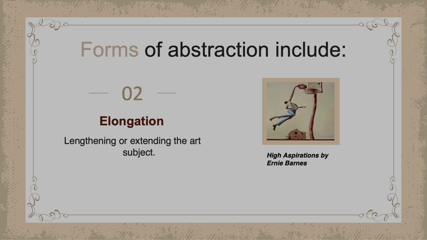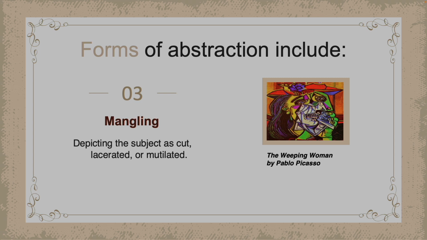Makes sense. And then there's a more intense one, mangling. Yes. This involves depicting the subject as if it's been cut, torn, or, well, mutilated. It sounds harsh, and it often looks harsh. Like Picasso's Weeping Woman. A prime example. He uses that fragmentation, that visual violence, to convey the absolute depth of psychological pain and grief. It's not subtle. Definitely not.